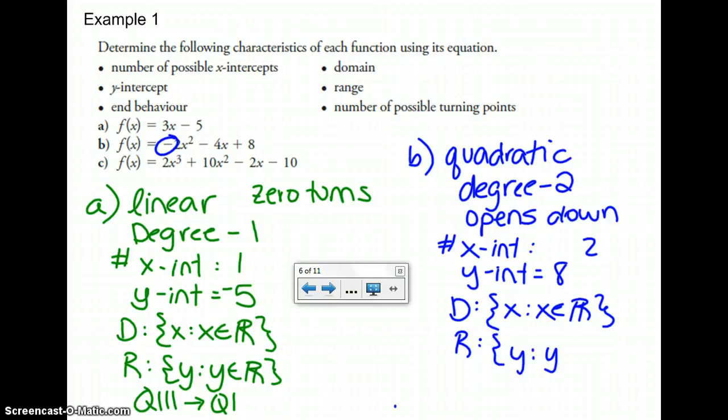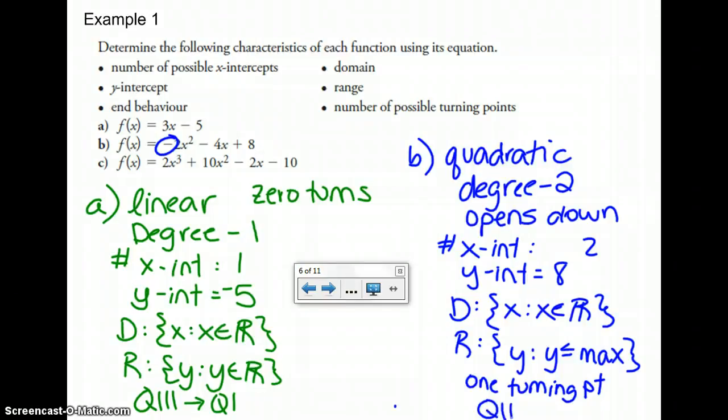It's quadratic. Okay, and does this have a min or a max? It has a max, so that means y has to be less than or equal to the maximum point. How many turning points does it have? 1. How do you know? Because it's a parabola. Good. 1 turning point, and the end behavior. It opens down, so where does this parabola start? Good, and it ends in quadrant 4. Awesome.